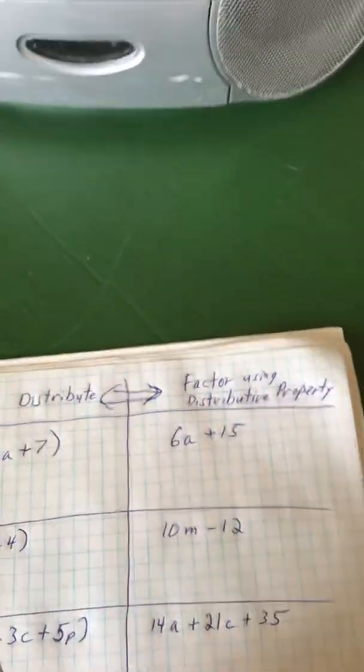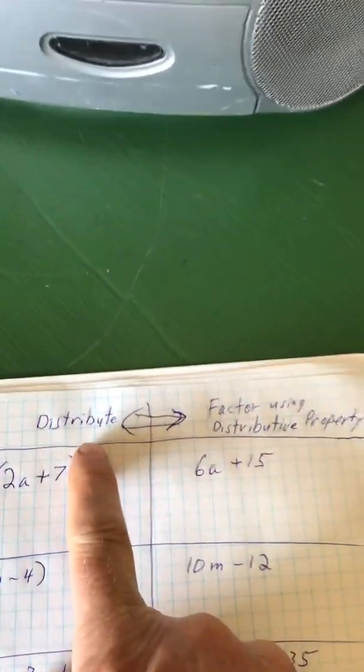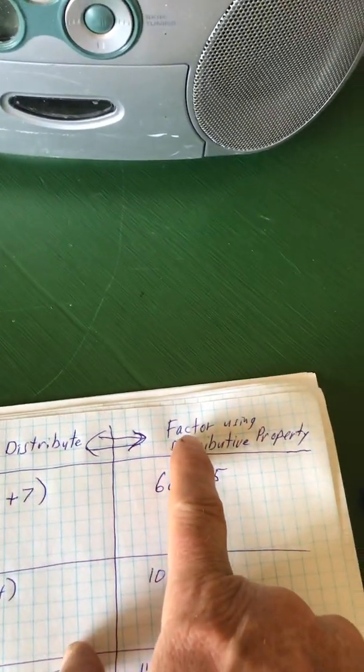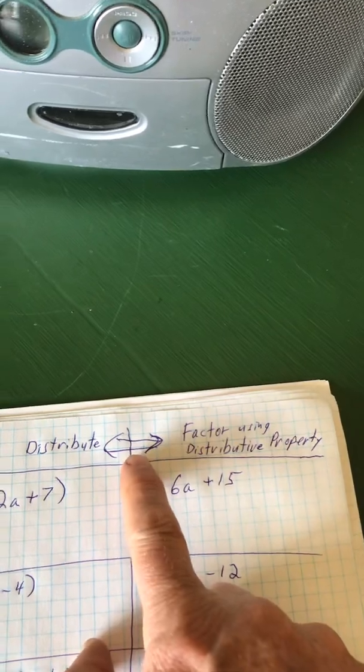Today, I hope it's like a different day now. I'm going to give you notes on distributing and factoring using the distributive property, and how they're opposites, right?